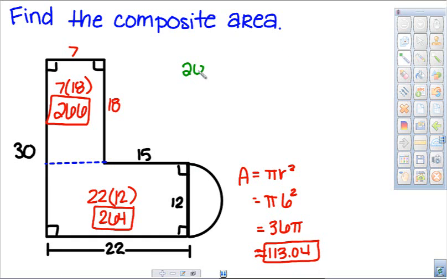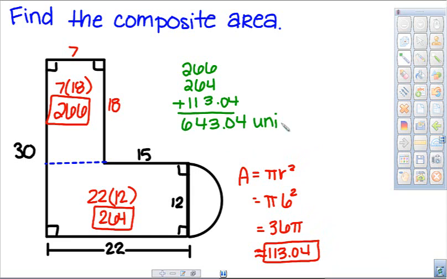Now those are our three pieces of the composite figure, so for our final answer we have to add those all up. So you could say 266, 264, and 113.04, and we are adding those. And that gives us 643.04. Alright, that could be your answer, and we would say units squared.